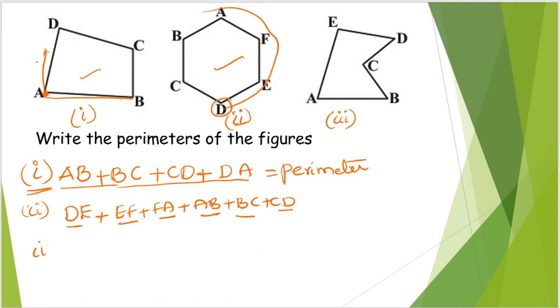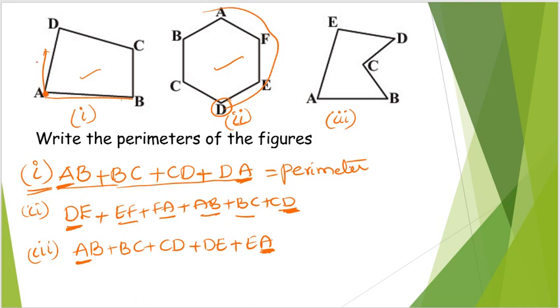Now the same way for the third one, you can say it easily. AB plus BC plus CD plus DE plus EA. I started from A, and at the end I got A again. Here also I started at D and finished at D. Here also I started at A and finished at A. So you need to make one complete rotation.